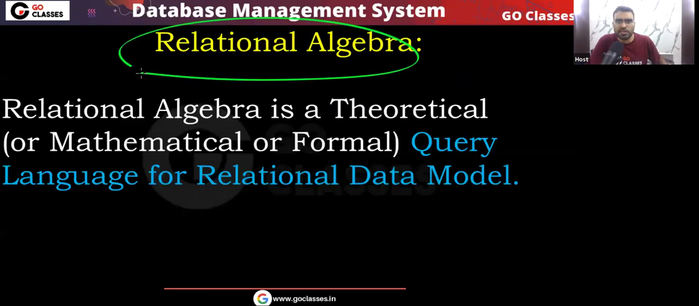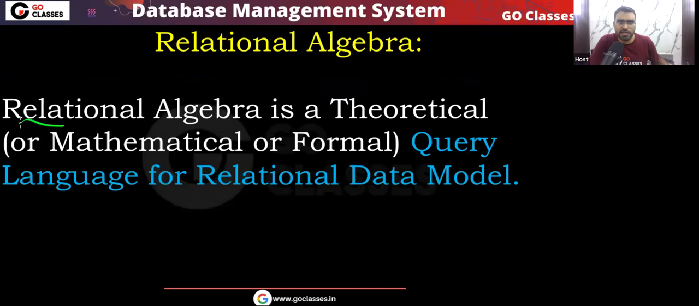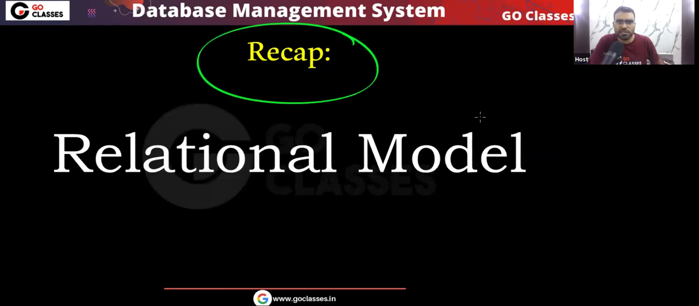So let's see what is relational algebra. Relational algebra is a theoretical query language for the relational database model. Remember, it is a theoretical query language. A query language means we want to retrieve data from the database, the data that you have stored. So relational algebra is a theoretical, or I can say mathematical, or formal query language for the relational database model. Now let's see the recap of the relational database model.